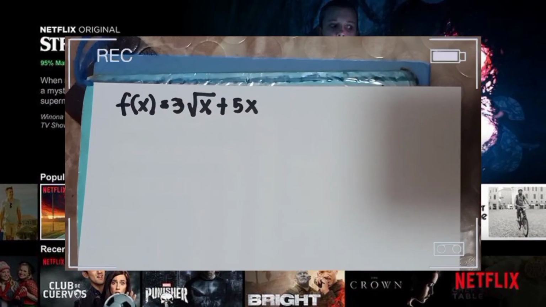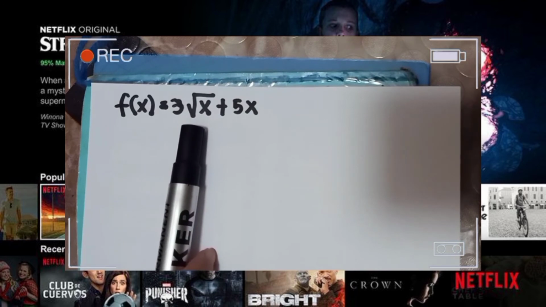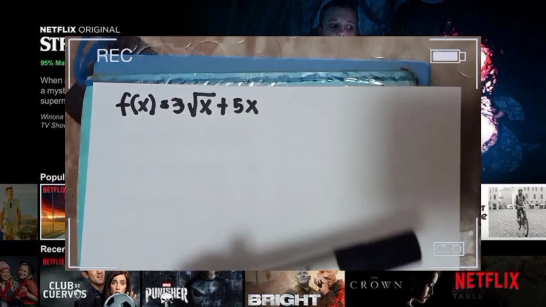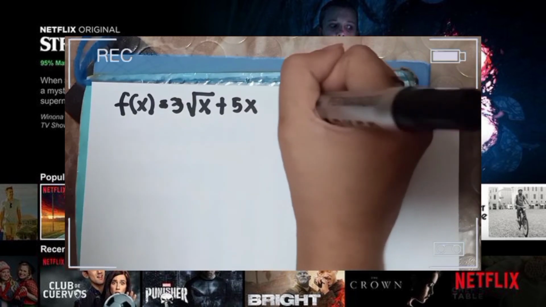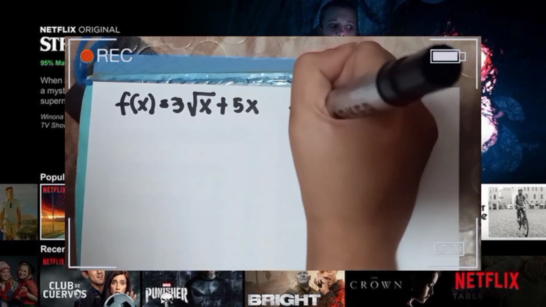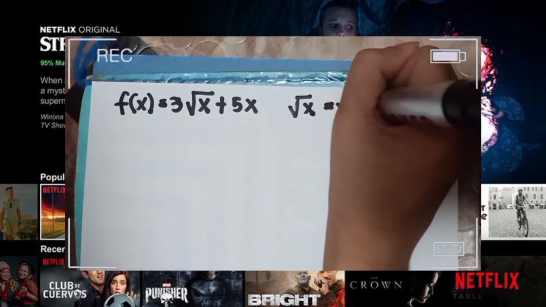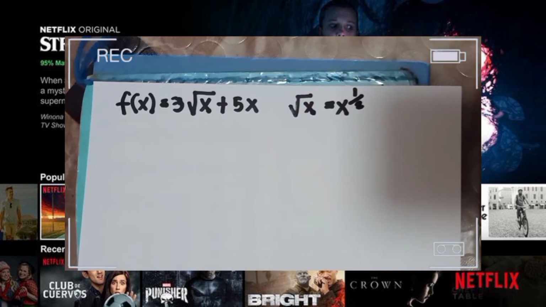Let's have another example of a function and take a few derivatives of that one as well. This one is 3 times the square root of x plus 5x. And if you want, you can imagine the square root as x to the 1/2. It usually makes doing the derivative a little bit easier.